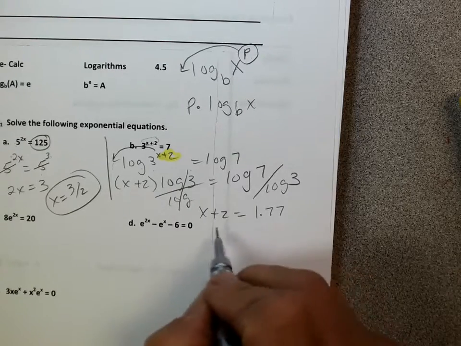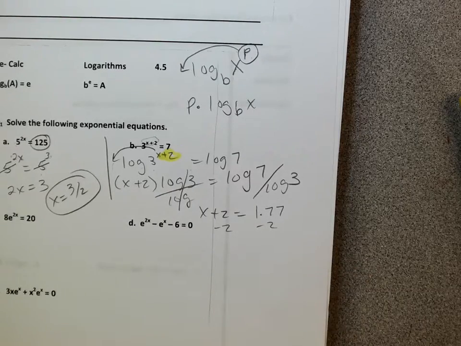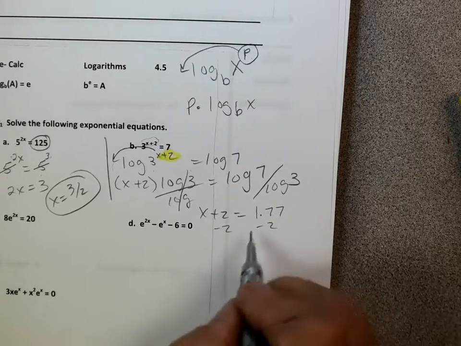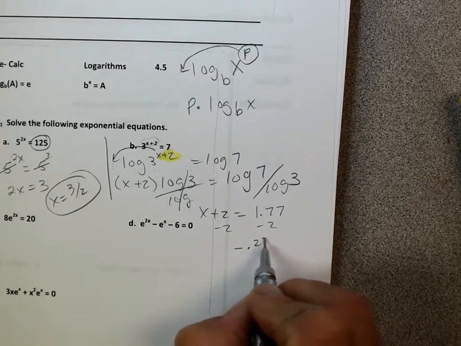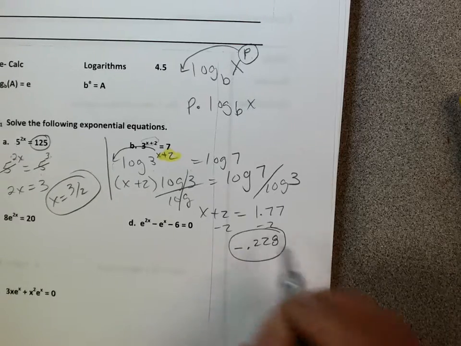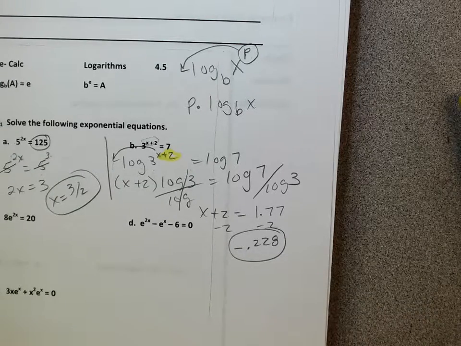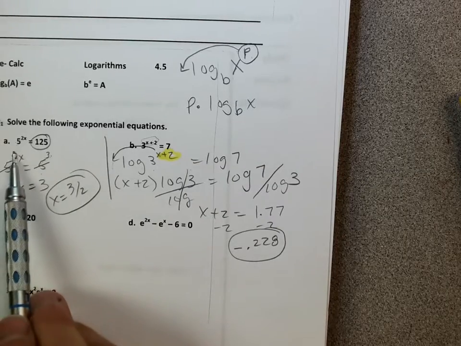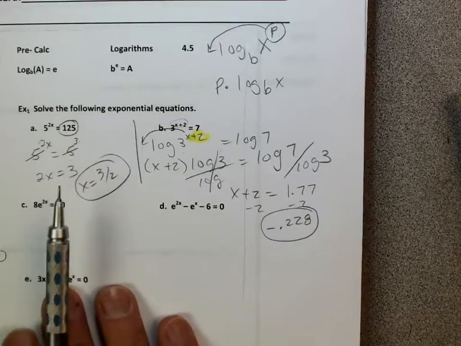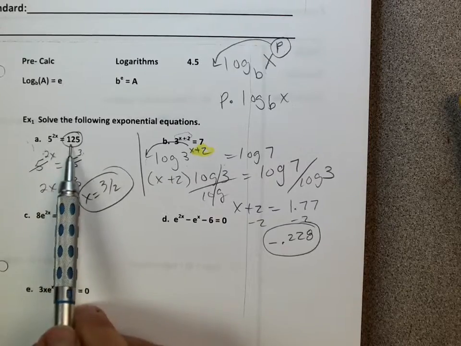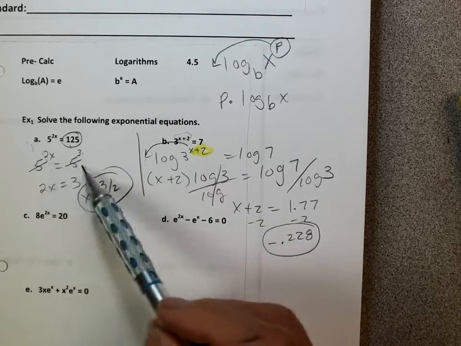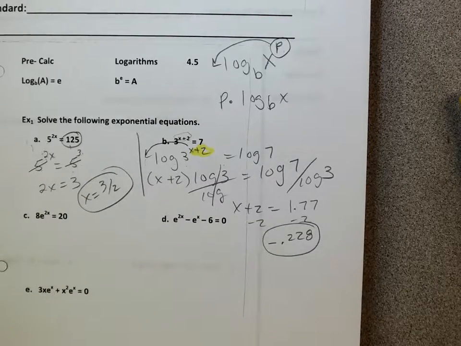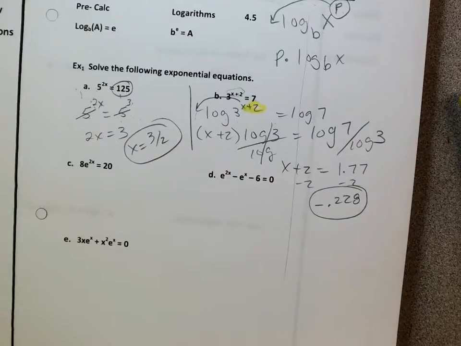Then just subtract 2. Minus 2, minus 2, and I get an answer of about negative 0.228. Okay? So the easiest way to solve for exponents is to take the log of it, and it brings it down. We could have done a the same way. I could have taken the log of both sides, but what I recognize on a is I could make them the same base.